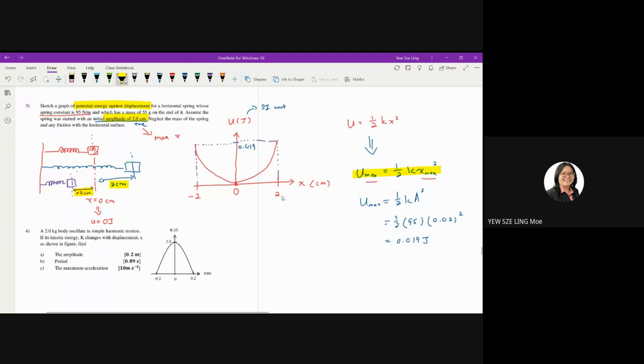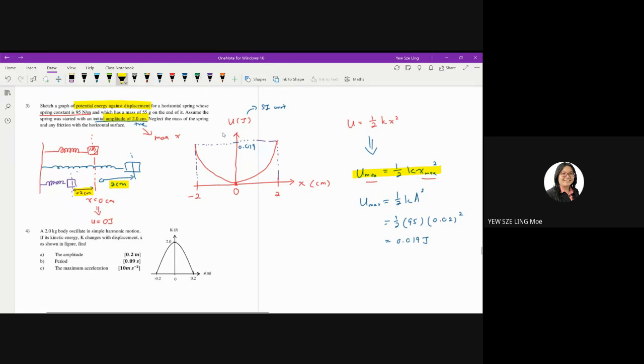Complete the diagram. For this question, because you are given all of the values, you need to calculate U. If you are not given the values of spring constant, the mass, or the omega, and the question asks you to sketch a potential energy against displacement graph, then you don't need to calculate 0.019. You just need to give the shape, and then you label the y-intercept as U max.